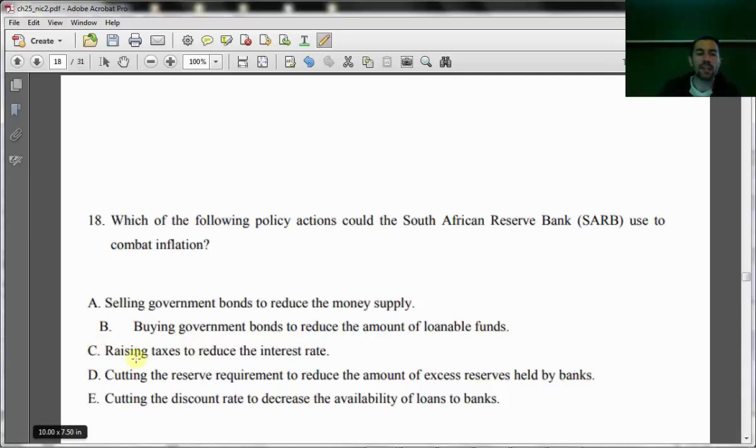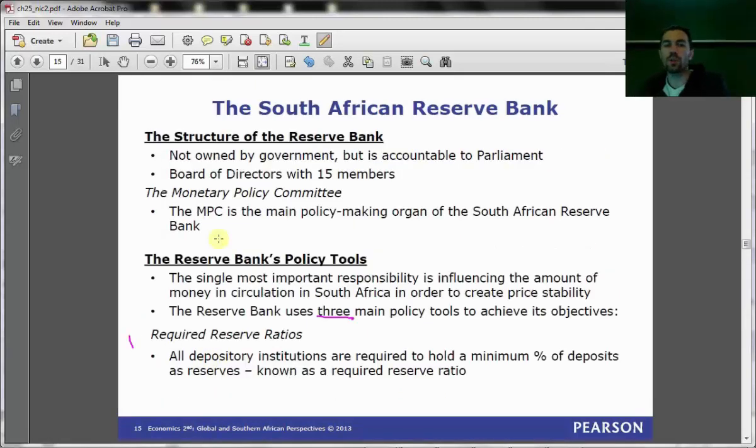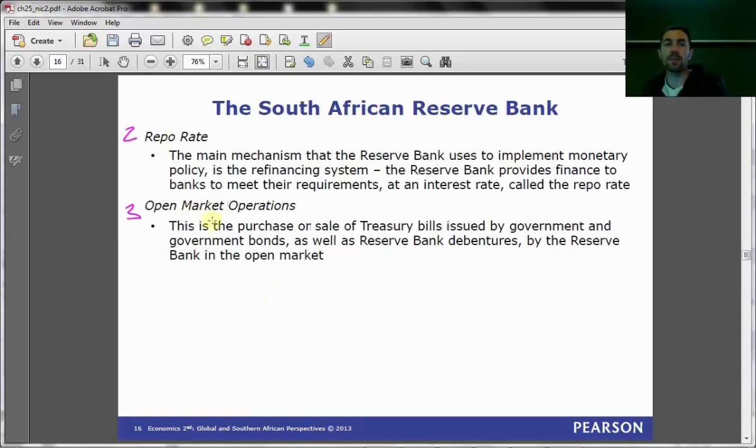Okay, option C, raising taxes. Now we encounter this for the first time. What are the tools of the Reserve Bank? Reserve ratio, repo rate and open market operations. Does the Reserve Bank have anything to do with taxes? Who determines taxes? Government, right? The executive, the treasury. Once a year, the Minister of Finance stands up and says, this is how we are going to raise funds, this is how we're going to tax people. It's part of his budget speech.